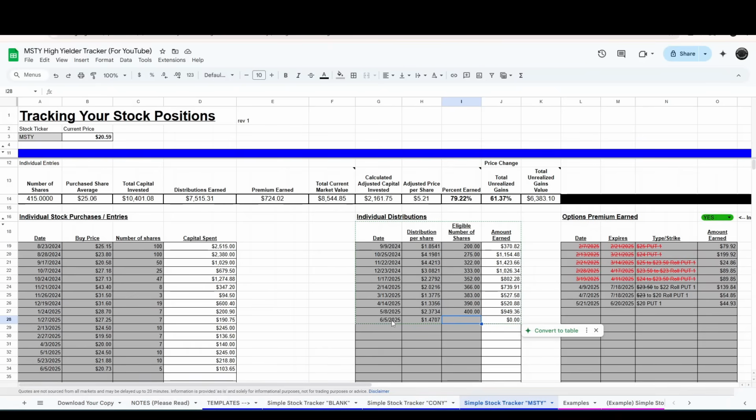So currently, if that distribution date is 6/5, then you have to have owned those shares before the X date. And if 6/5 is the X date, then that means I have to have owned those shares no later than 6/4, right? June the 4th, not June the 5th. June the 5th is the X date. I have to have owned them before the X date. Therefore, it has to be June 4th and before.